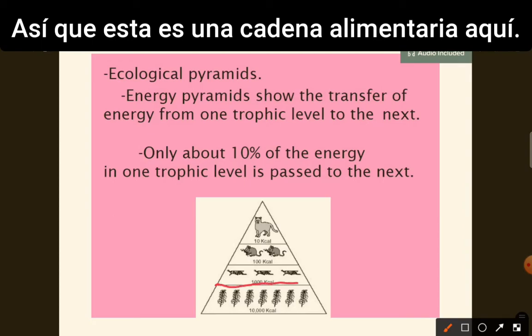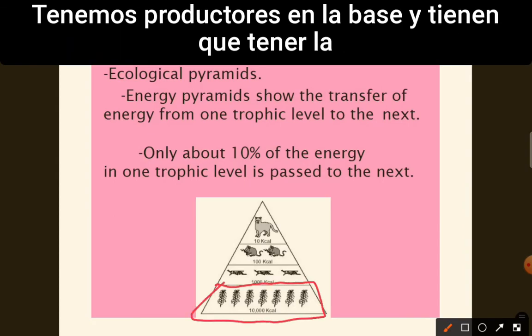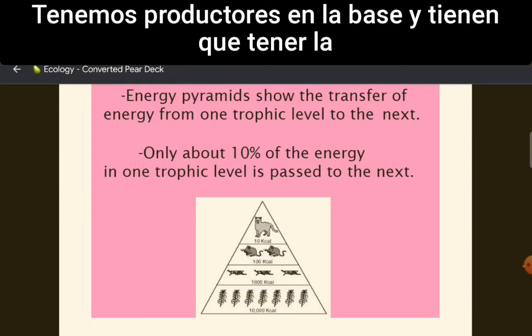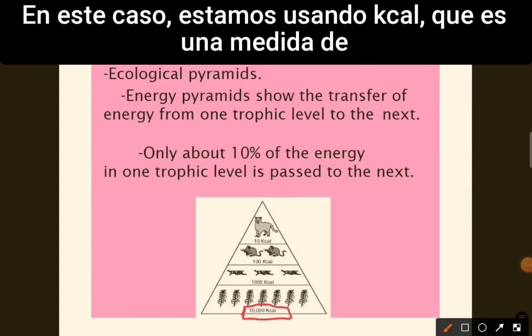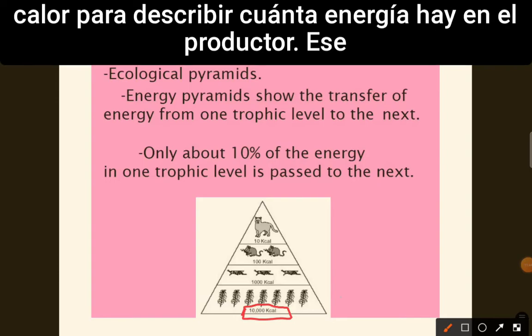So this is a food chain here. We have producers on the bottom, and they have to have the most amount of energy stored in them. In this case, we're using kcals, which is a measurement of heat, to describe how much energy is in the producer.